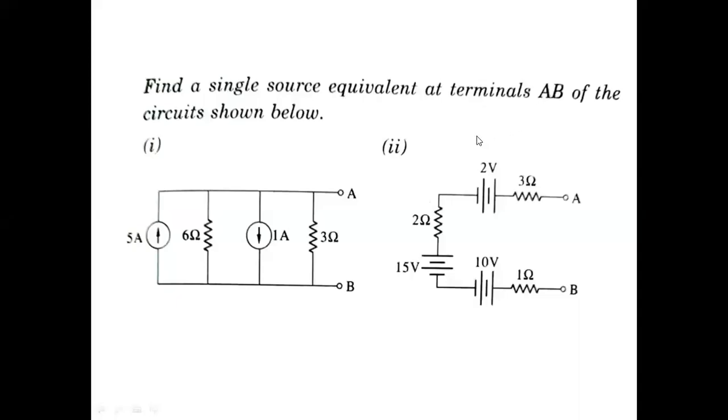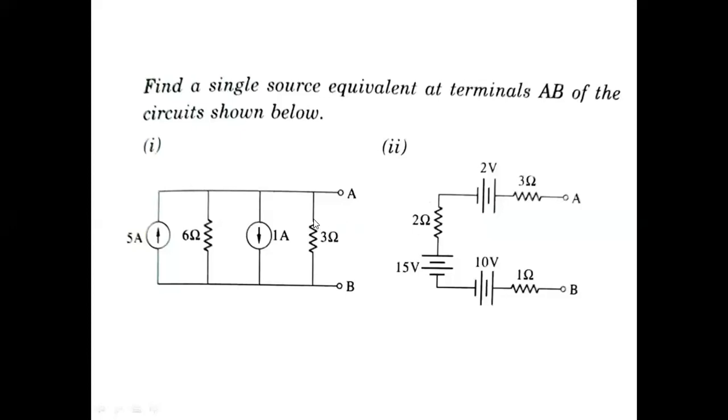Okay, good morning. In the previous video lesson, we have seen the conversion of voltage source into current source and current source into voltage source. And also we have seen a few problems on that. Now let us see some more problems. So let us see this problem. Find a single source equivalent at terminals AB of the circuit shown below.